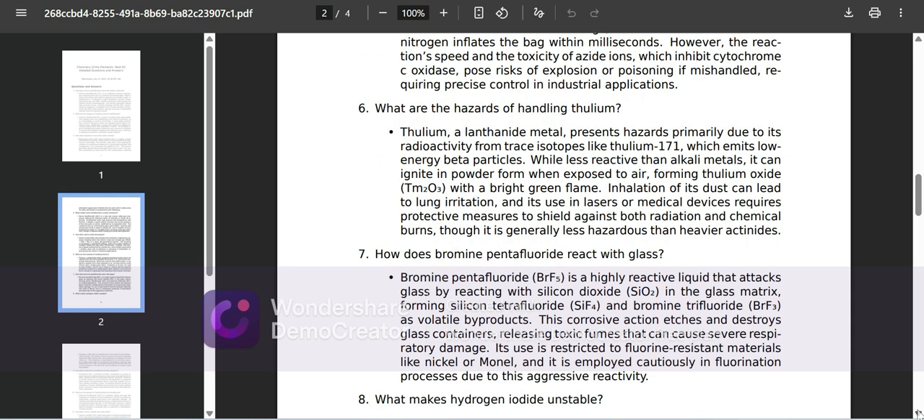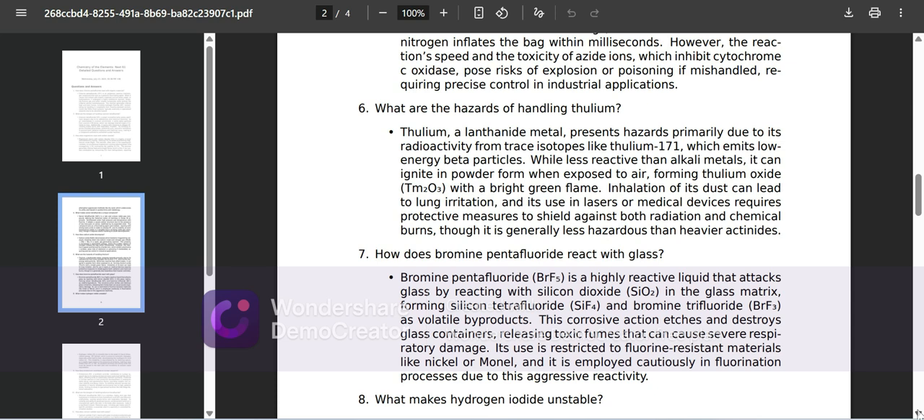What are the hazards of handling thulium? Thulium, a lanthanide metal, presents hazards primarily due to its radioactivity from trace isotopes like thulium-171, which emits low energy beta particles, while less reactive than alkali metals.